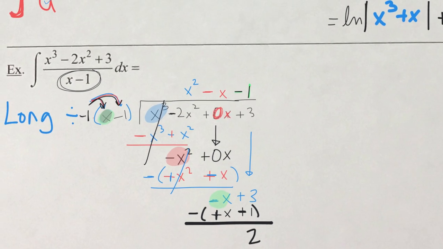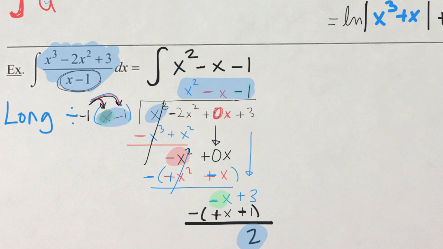Okay, so we have done some algebraic manipulation to change our equation. So this whole entire equation has now been changed to this stuff plus 2 divided by x minus 1. Okay, so let's write out what our new equation is. Our new equation is x squared minus x minus 1 plus 2, the remainder, over x minus 1.